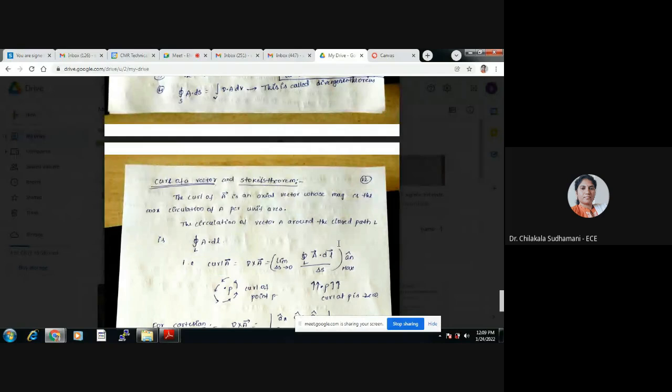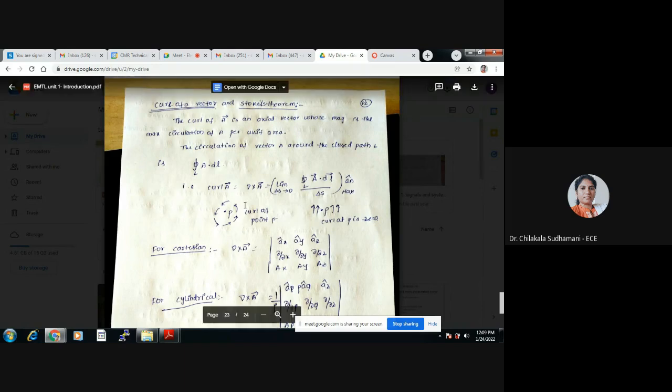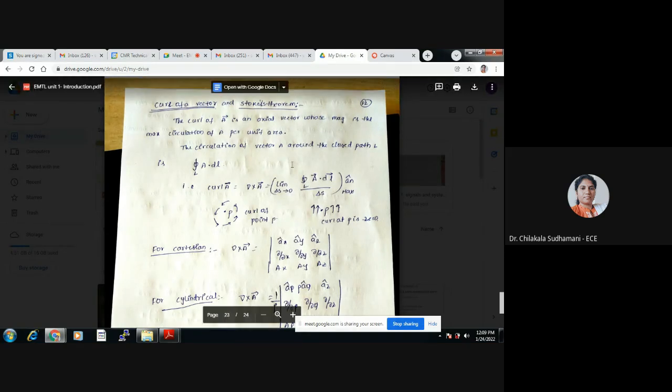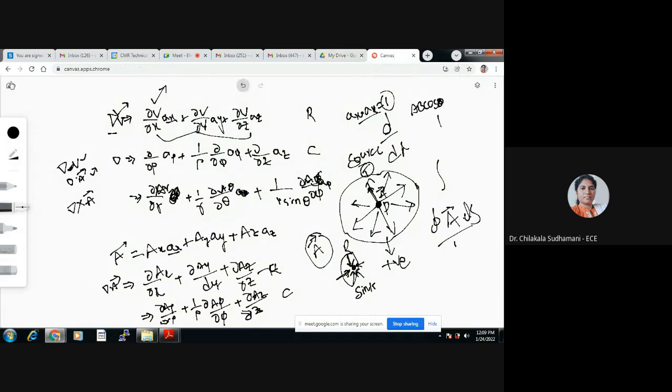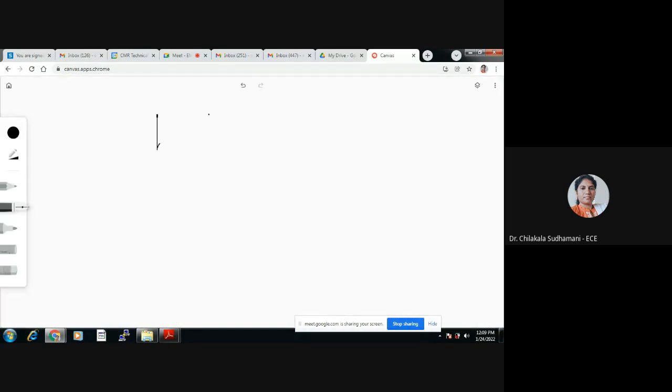Curl of a vector means the cross product. So I'm considering the cross product of a vector A bar. To calculate it, del cross A, the curl of A bar, is represented as curl of A bar equal to del cross A bar equal to the limit as delta S tends to 0. This is the formula in general, but here we are not going to use it. What we are going to use for rectangular coordinate systems is that the cross product is calculated using the determinant operation.